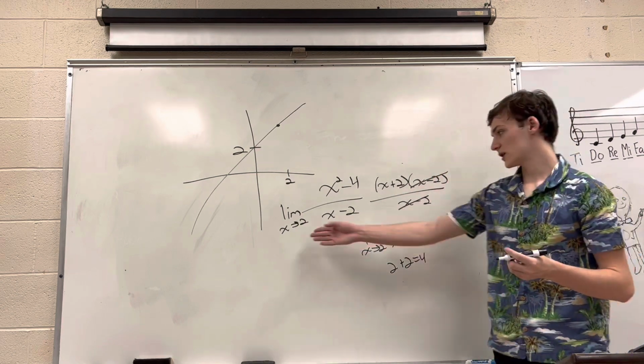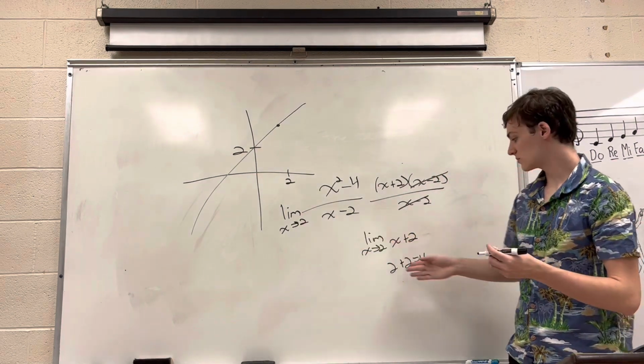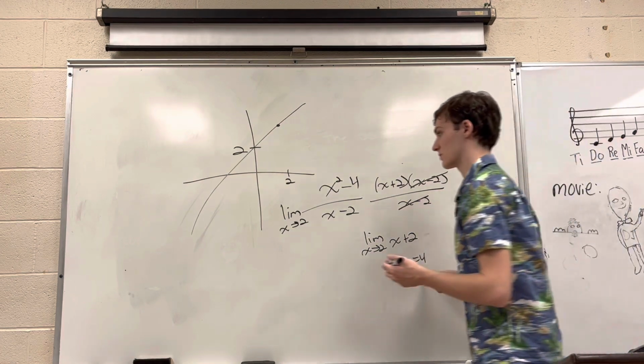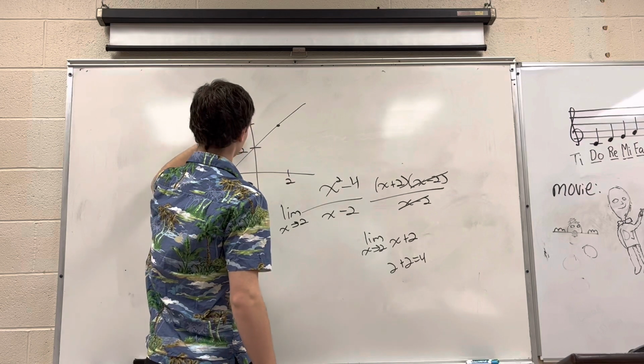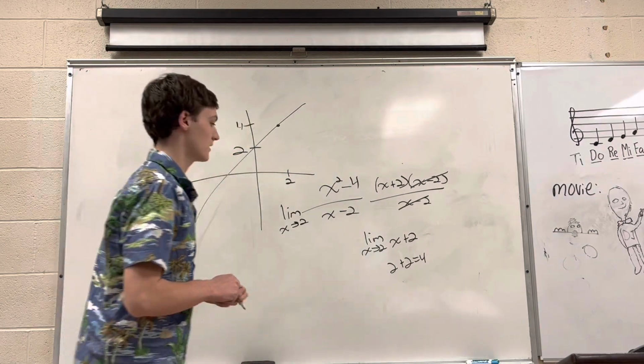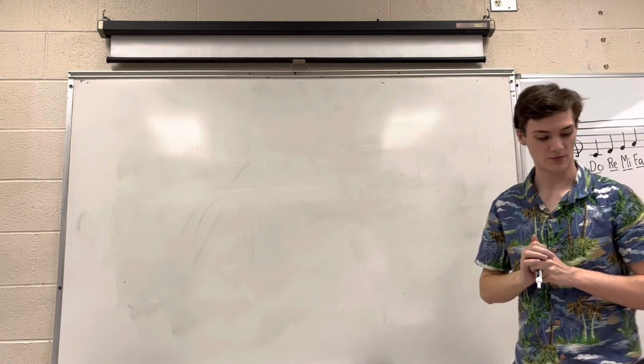So by evaluating the limit as x approaches 2 of this function, we find that we're going to get a y value of 4. And that is true for this function because this y value right here is 4. So this point is (2, 4). All right, so let's try another problem.